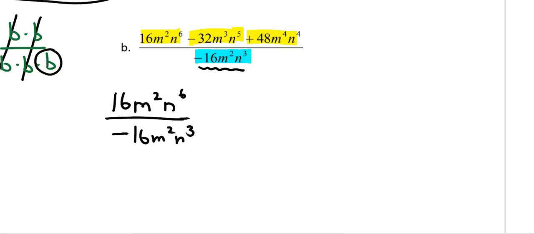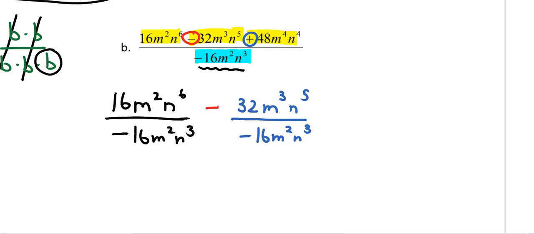Okay, and then there's a minus sign here, so I can put a minus sign there, and the next piece is going to be 32 n to the power 3 n to the power 5 all over -16 m squared n cubed. And there's a plus sign over there, so that's going to be plus 48 n to the power 4 n 4 divided by -16 m squared n cubed.